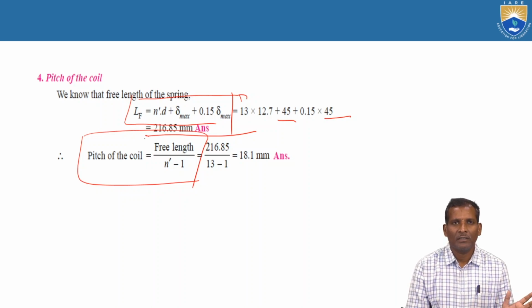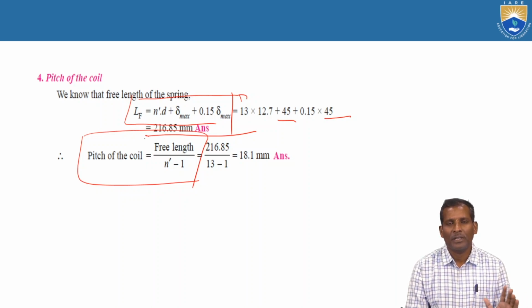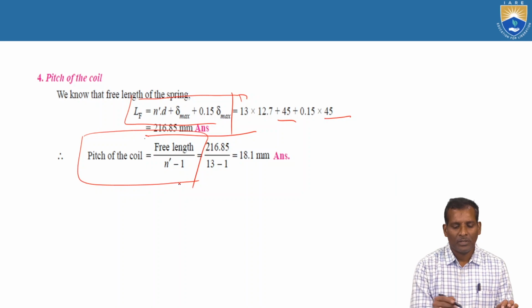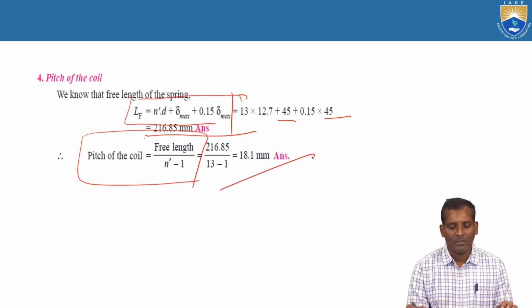So while calculating pitch of the coil, always use free length of the spring only. Two types of lengths are there, we have already discussed in definitions. One is solid length and another one is free length. So here you must take the free length. Pitch of the coil is equal to free length upon n dash minus 1. So the total pitch is 18.1.